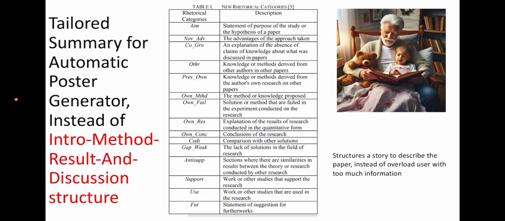These categories are similar to turning points of fictional stories. I find this very interesting and matching what I was thinking in terms of telling a logical story about a research paper. I think this structure would describe a better story to the viewer, instead of overloading the user with too much information with the old intro, method, result, discussion.